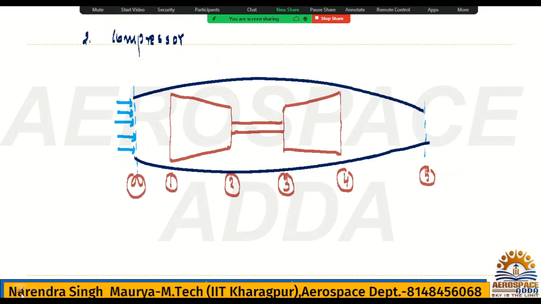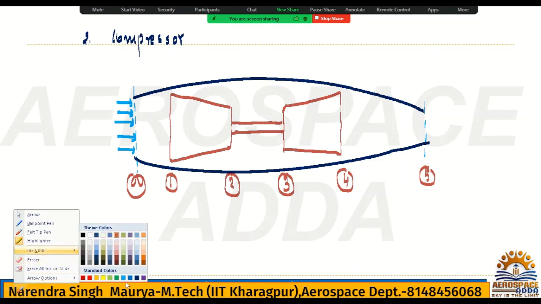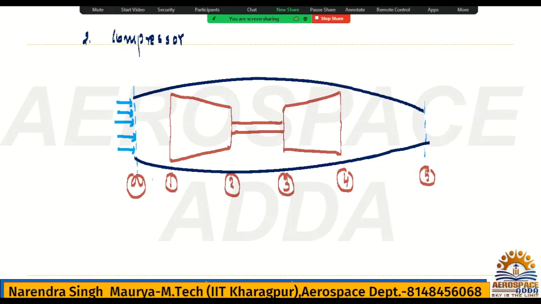So if you check, this portion is nothing but the diffuser, this is the compressor, this is the combustion chamber, this is the turbine, and this portion is nothing but the nozzle. That was well explained, that numbering and all. Right. So if you check, this is the free stream air coming in. So that compressor, if you check, is nothing but 1 to 2.